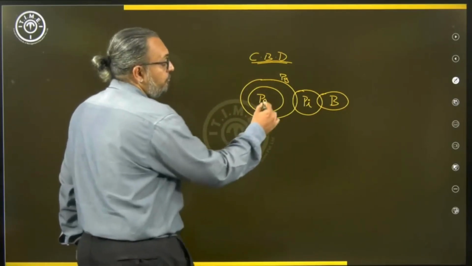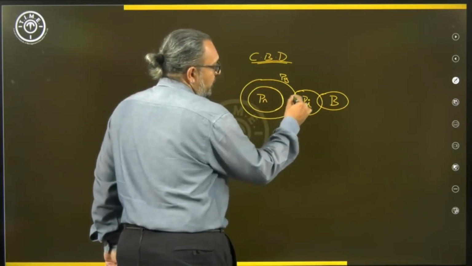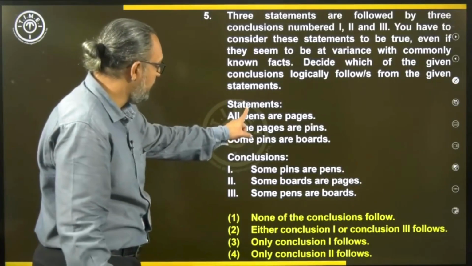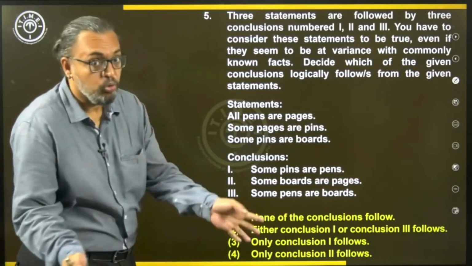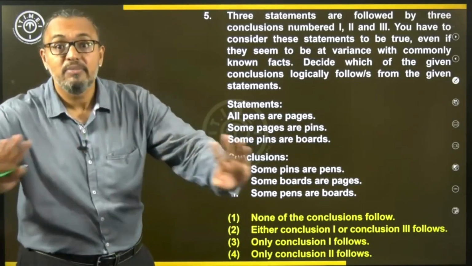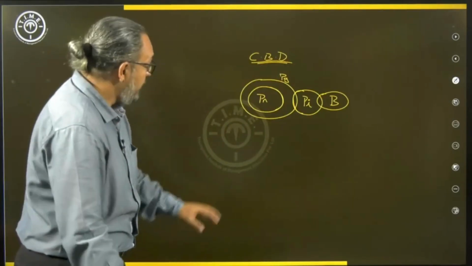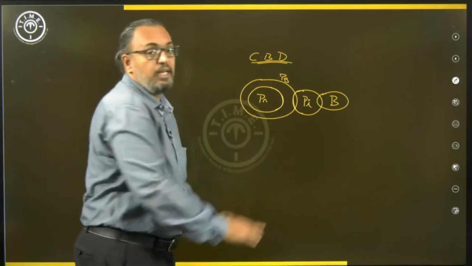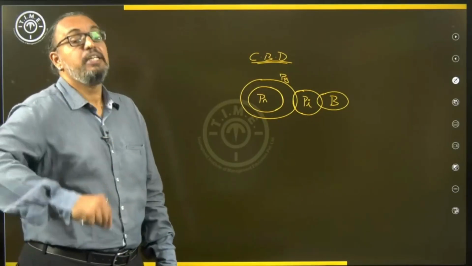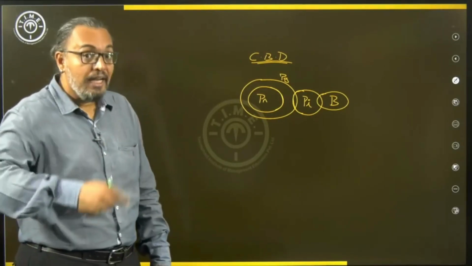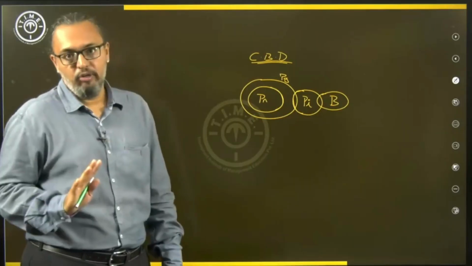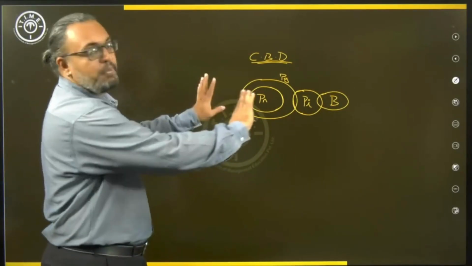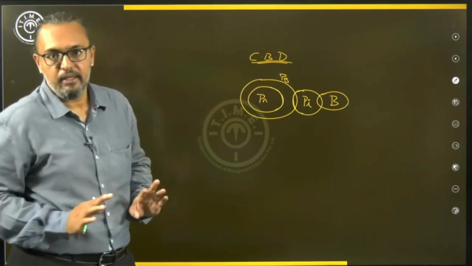Now please be very careful that there is no relation given between pen and pin. Do you see, is there any relation given between pen and pin? No. That means you have to draw them separately. There should not be any overlap. If you are unable to draw them separately, then partial overlap is the next best representation. Okay. But if you are able to represent them separately, do it separately like this.